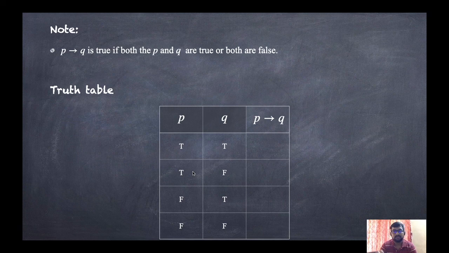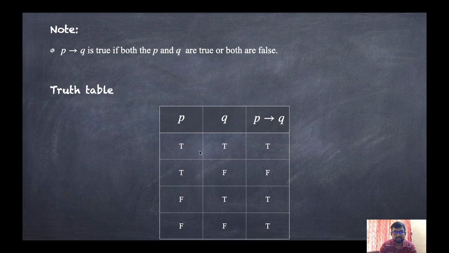Now consider these two statements. Here it is true and here it is false. To compute P implies Q, just consider the second, that means the conclusion part. Here the assumption is true and the conclusion is false, so the final conclusion will be false. So we just need to consider the second statement. Here it will be false. Again, here the assumption is false and the conclusion is true, hence the conclusion will be true.